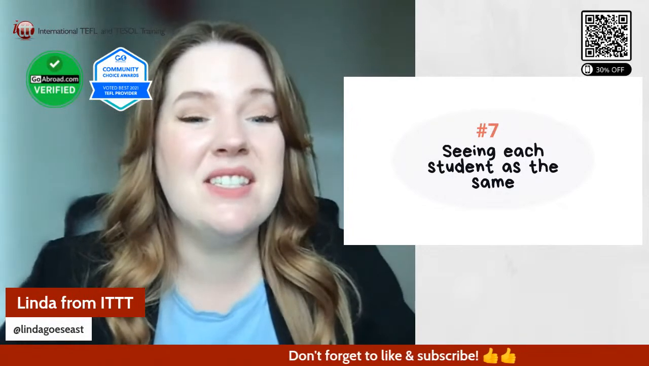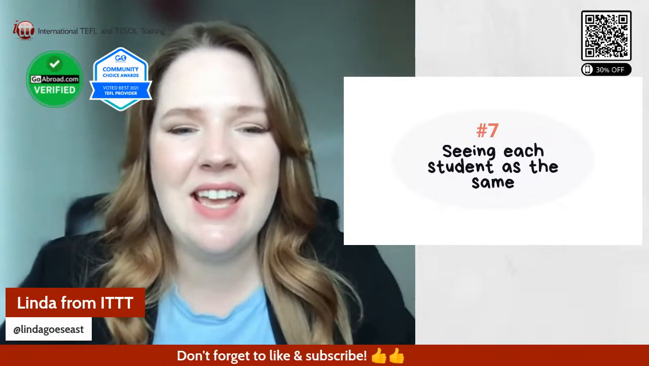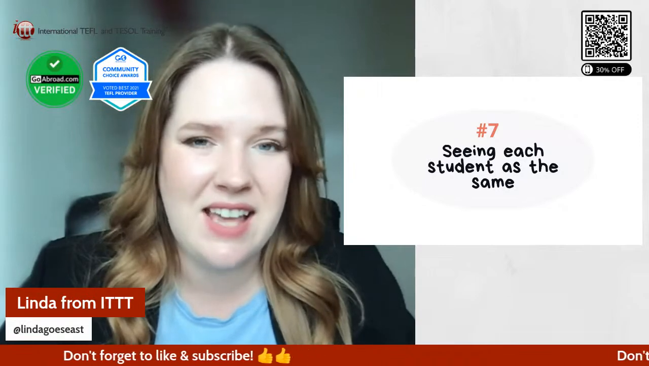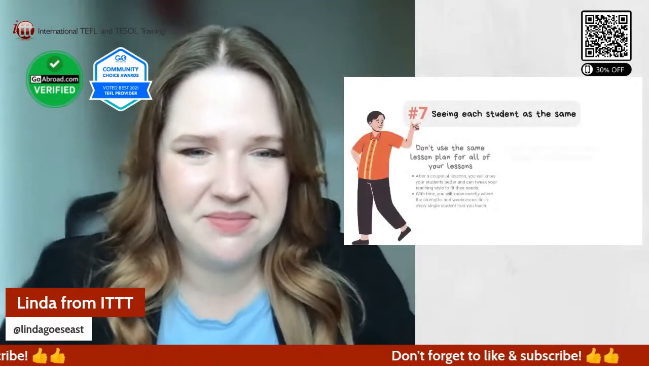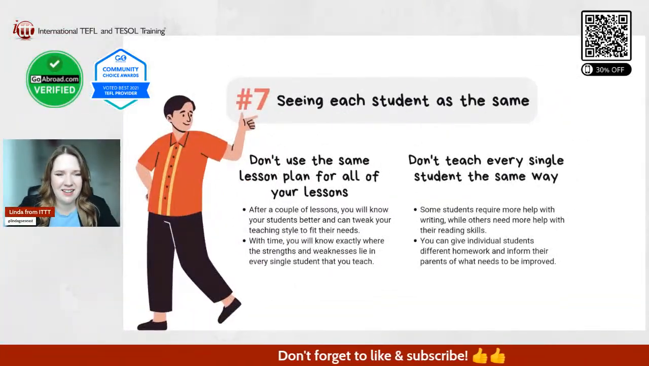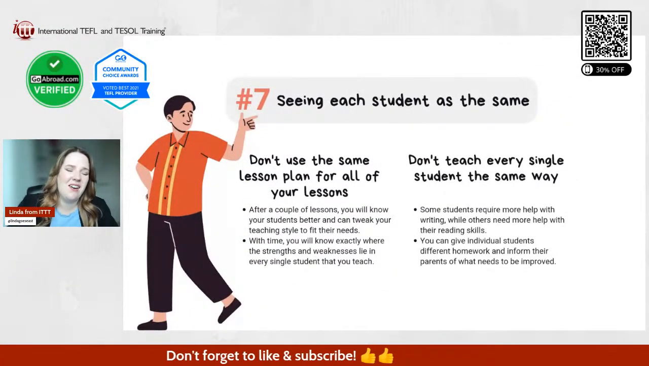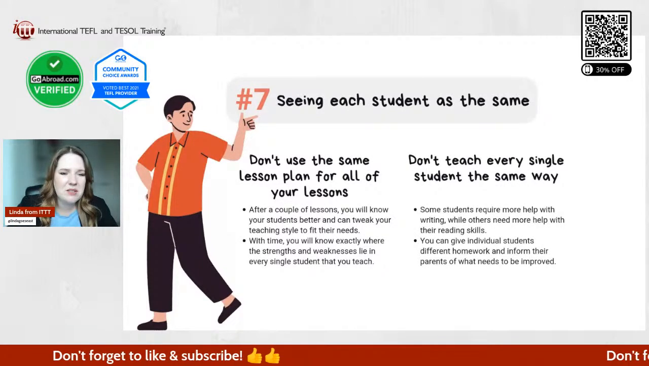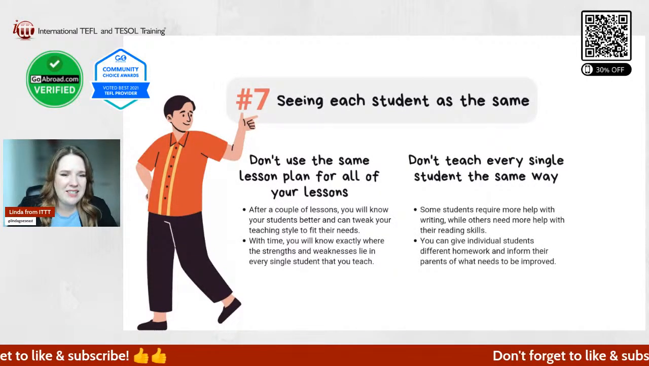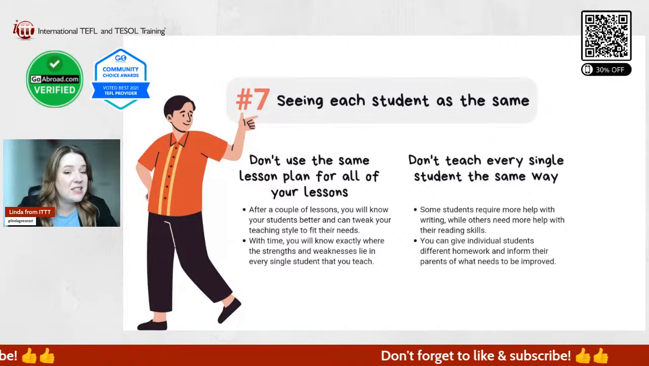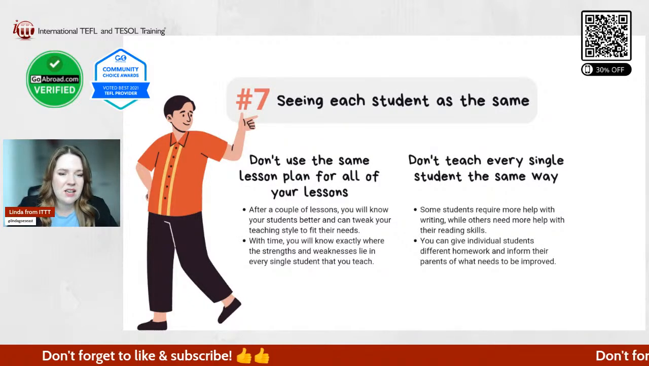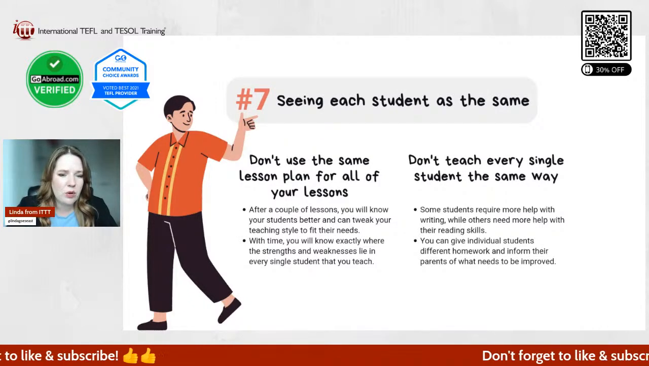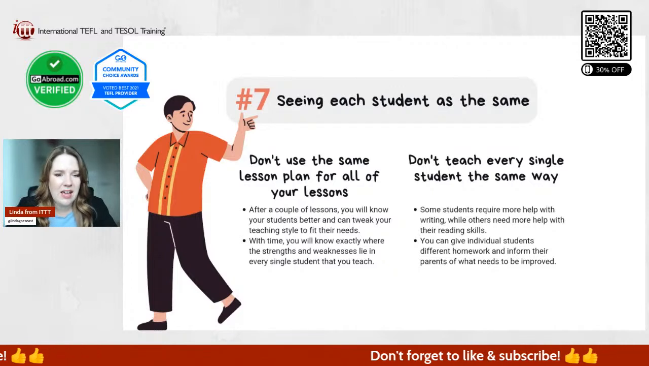Okay, mistake number 7 that we're going to talk about here is seeing each student as the same. Okay, that's also very important. So, again, don't use the same lesson plan for all of your lessons. After a couple of lessons, you will know your students better and you can tweak your teaching style to fit their needs. And with time, you will know exactly where the strengths and weaknesses lie in every single student.